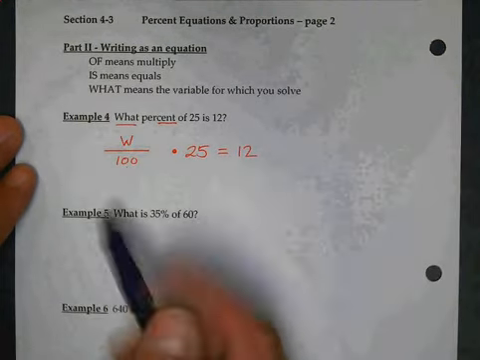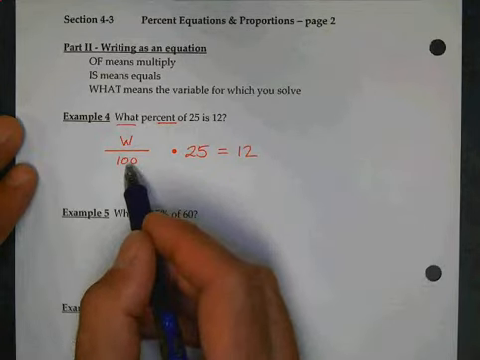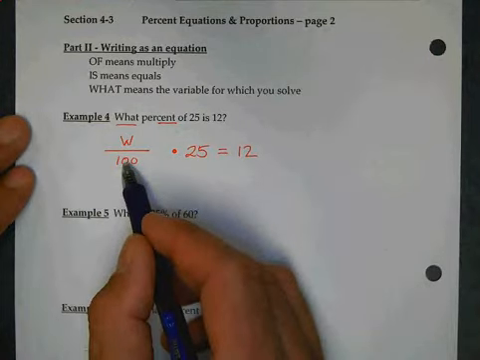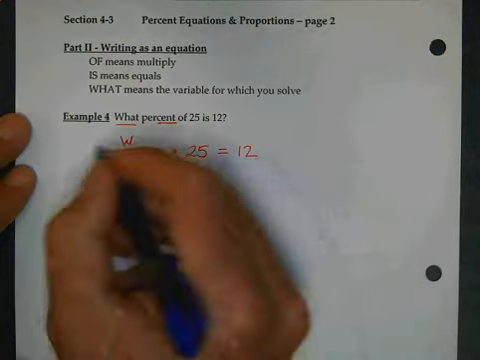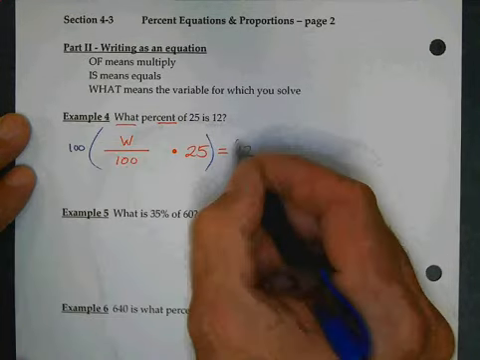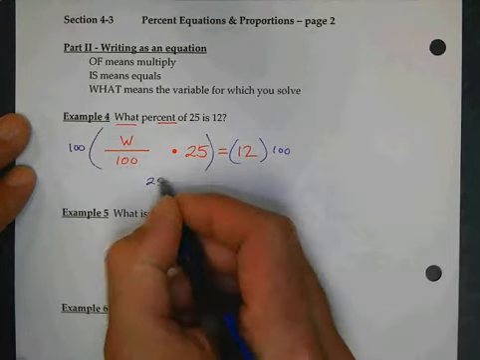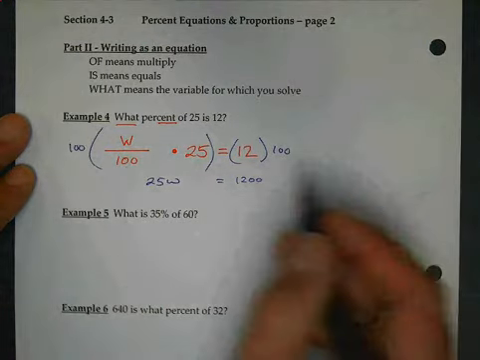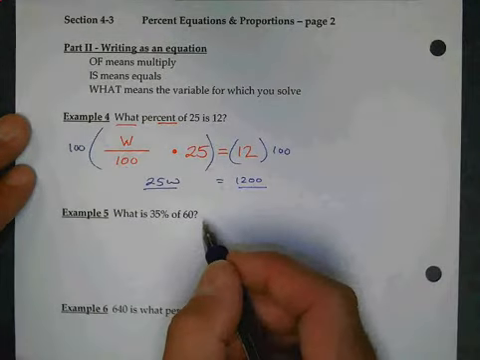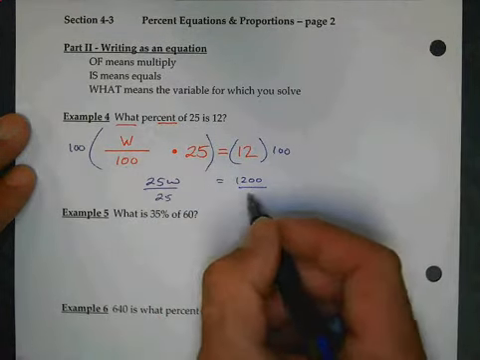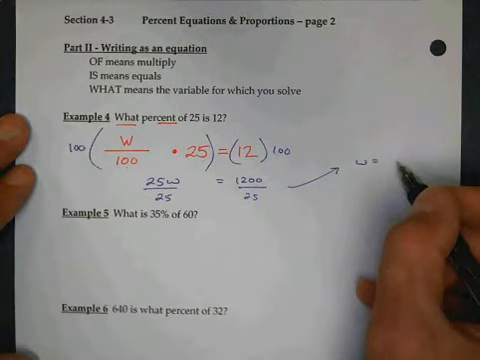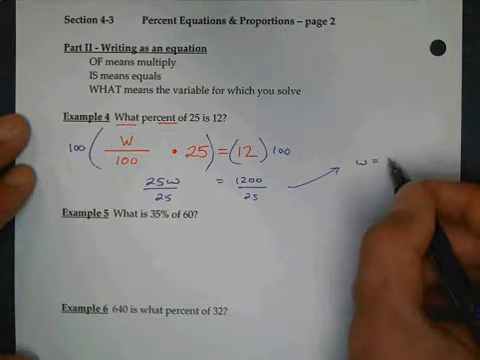So now we got to go through. I have W over 100 times 25 equals 12. How do you get rid of the divided by 100? Multiply. Okay, so multiply both sides by 100. That gives me 25W equals 1200. And how do you solve that? Just divide by 25. Someone with a calc? What do we get? I want to say 48. Is that right? Yeah.